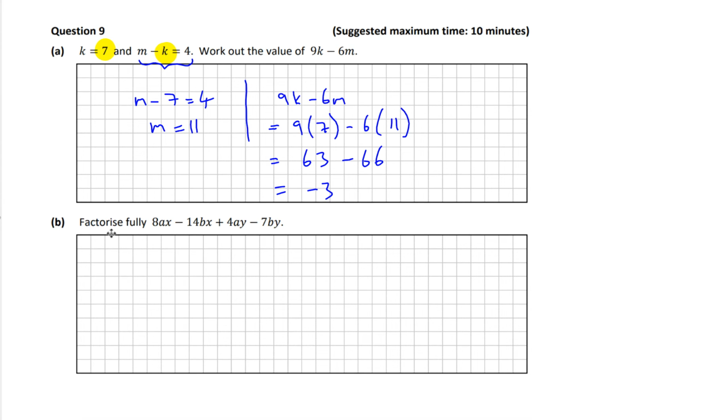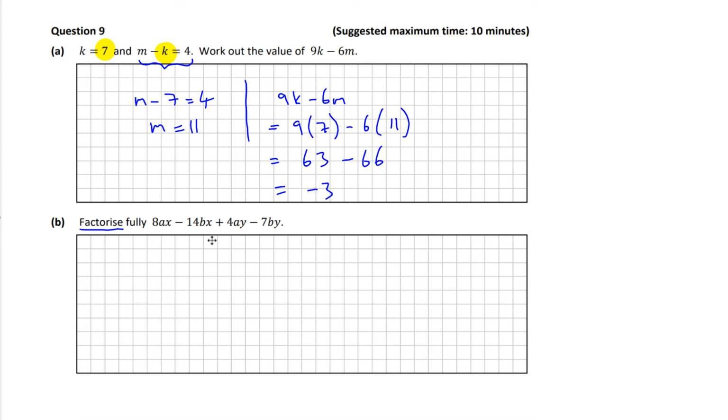Okay, part B asks us to factorize fully 8ax minus 14bx plus 4ay minus 7by. So there's 4 terms here. Now the first thing, anytime you see the word factorize, the first thing you should try and do is find a common factor for all of the terms, no matter how many there are. Now when you look at these 4 terms, there's actually no common factor to all of them, apart from the number 1, which doesn't help.